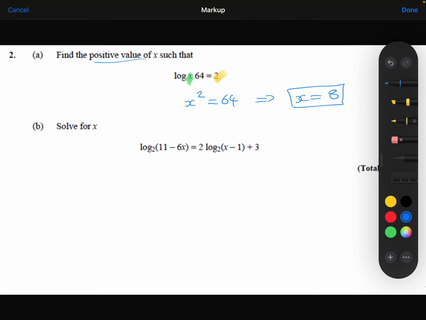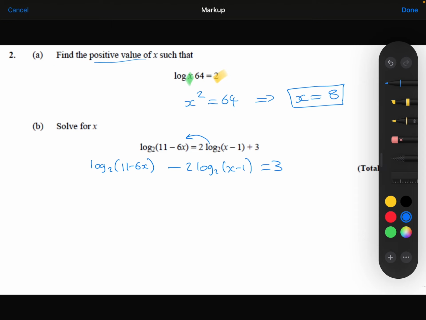Part B, I need to solve this equation. So what I want to do here is to group up all of the x terms together. So I'm going to move this log term over to the left-hand side to be with the other x term. I'm going to leave the 3 where it is for now.